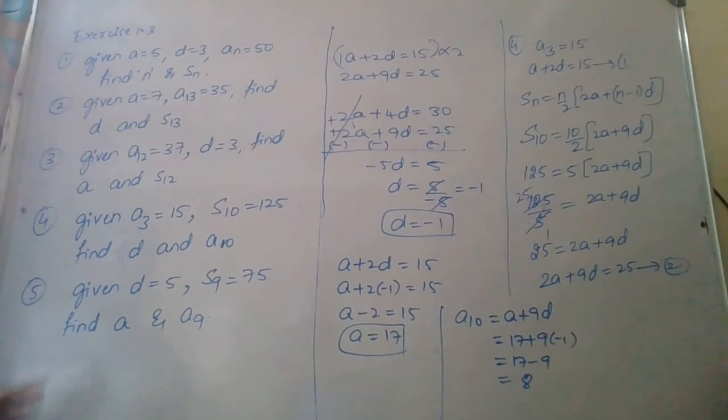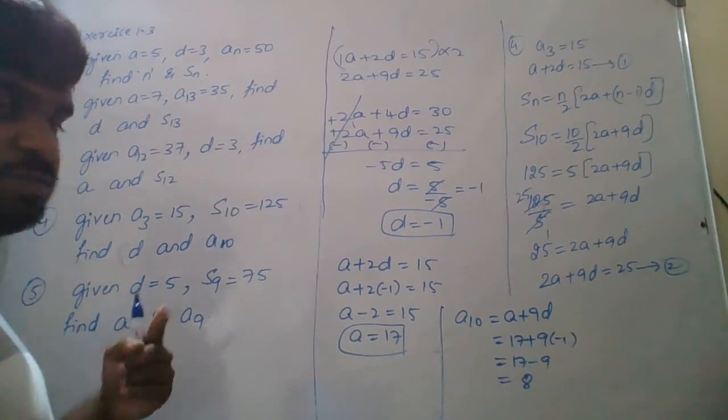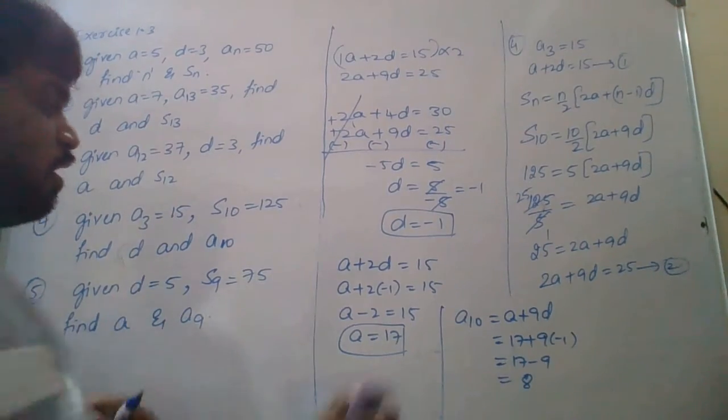Okay. Let's get on to the fifth problem. Here the d value is given. The a value is not known, which means you will get one equation. In that one equation, if you substitute d, you will get the value of a.